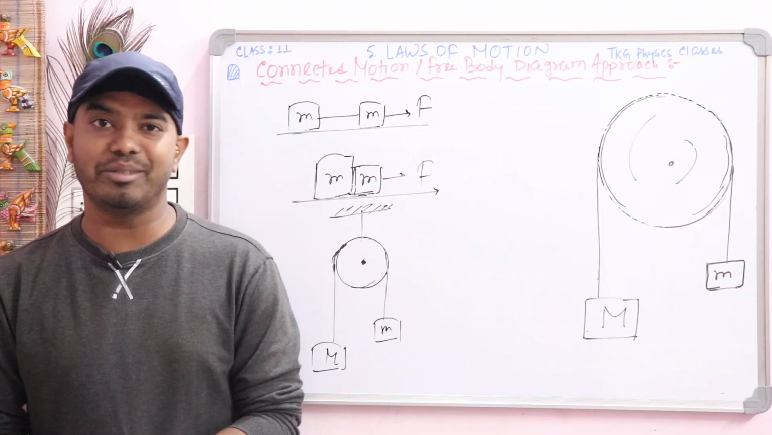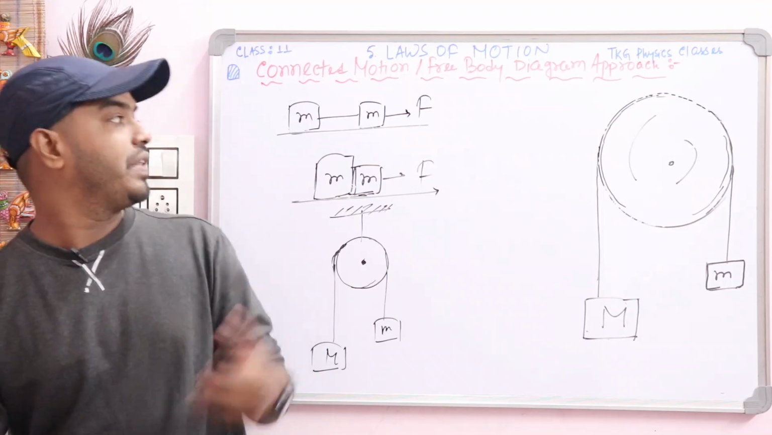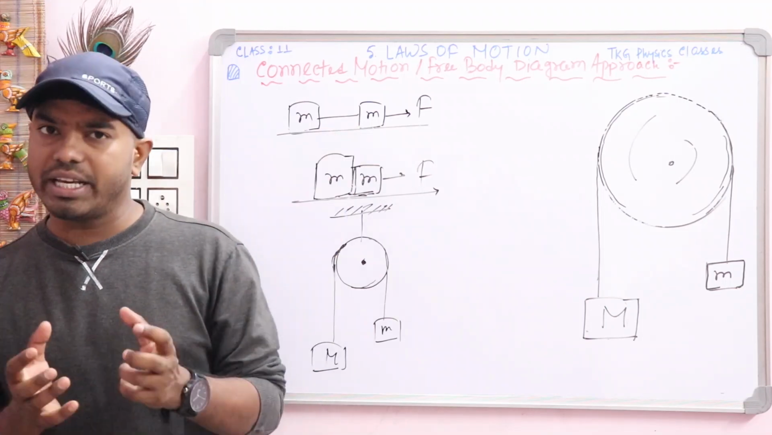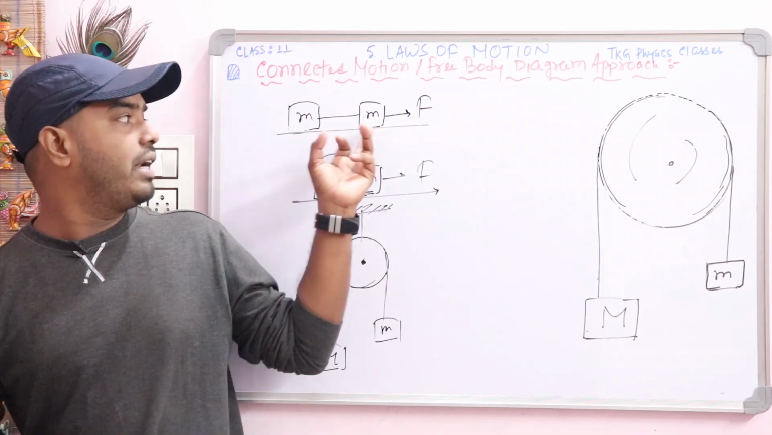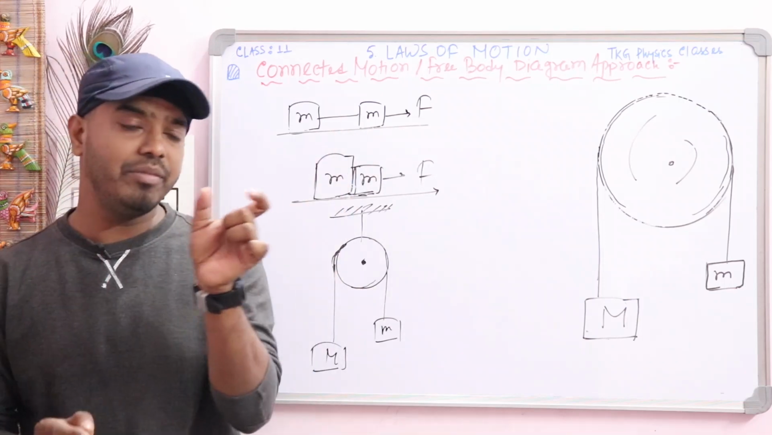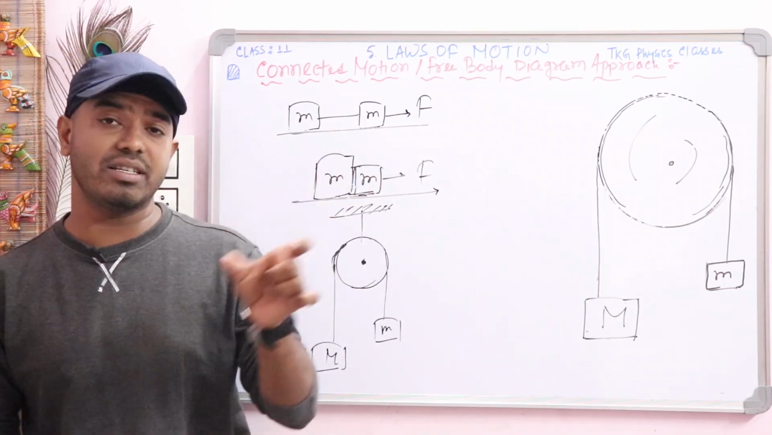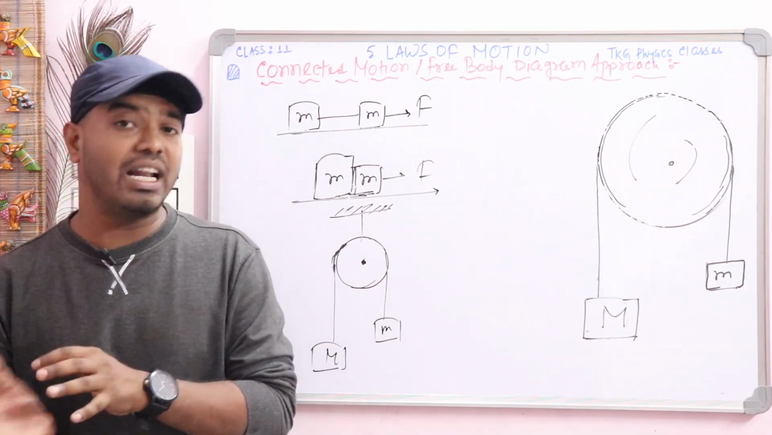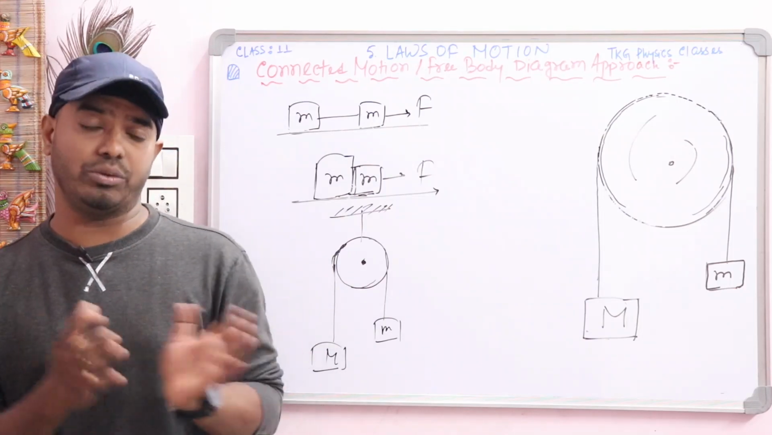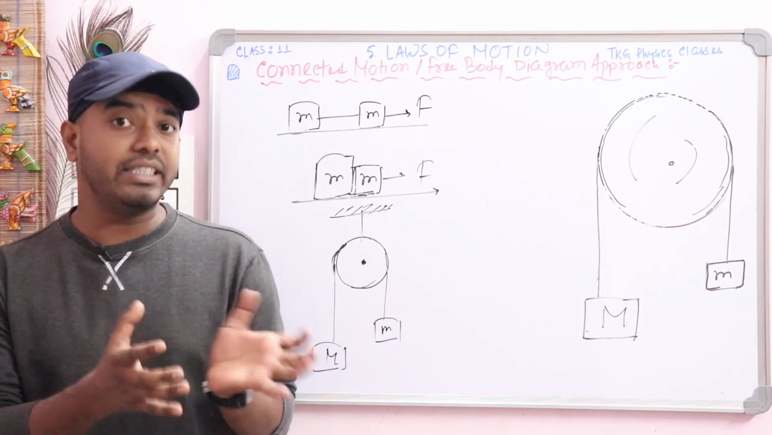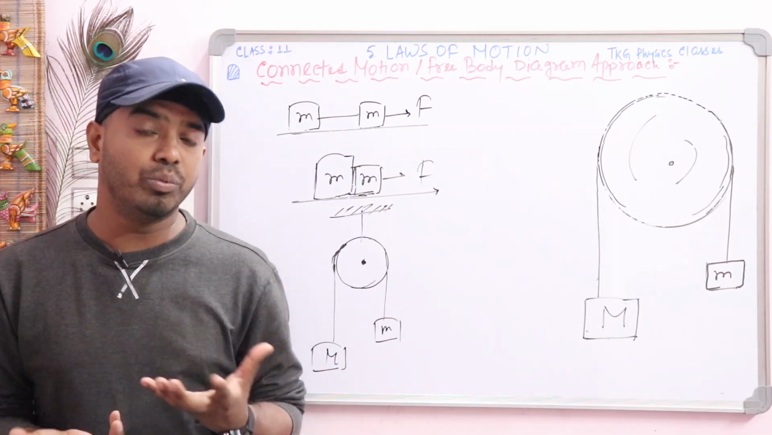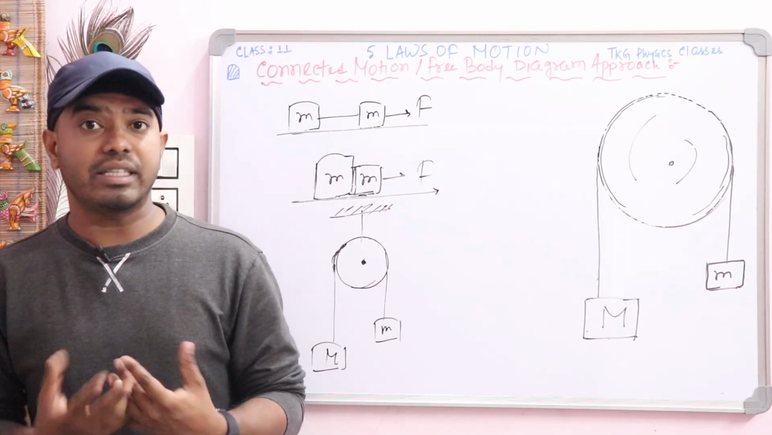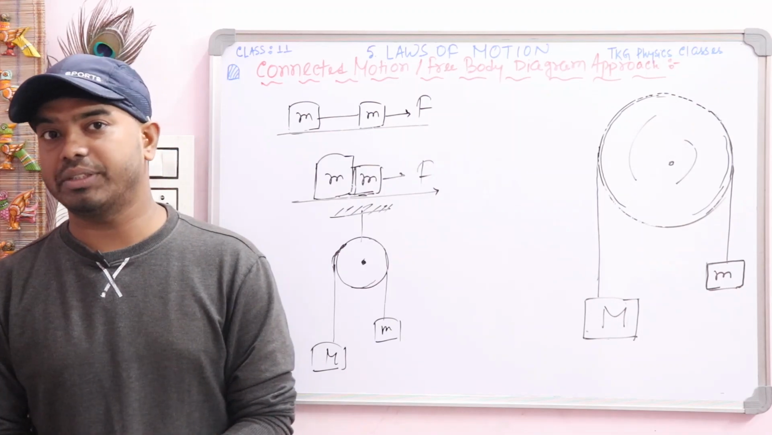What is the meaning of connected motion? You see this one figure. Here two bodies, 1 and 2, are connected. As the name suggests, connected means a number of bodies are connected with one another with the help of a rope, with the help of a string. These types of motion are known as connected motion.